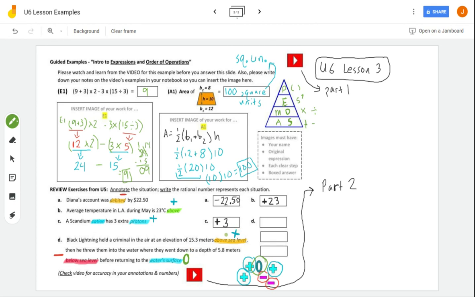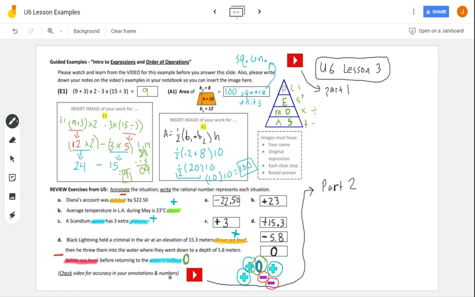So they were at positive 15.3. Then in the story, they were thrown into the water where they sank down to a depth of 5.8 below. So that's negative 5.8. And then finally, they returned to the water's surface, which is 0. So they went all over the place in this fight against Black Lightning. Should not mess with him.